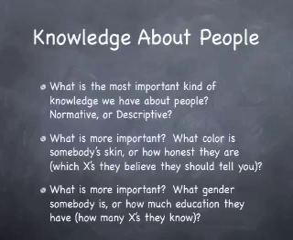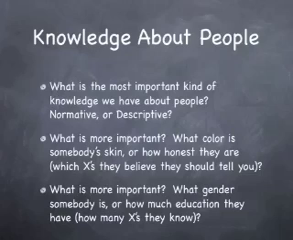Now, free will, knowledge about people. So what is the most important kind of knowledge that we have about people? Is it normative knowledge or is it descriptive knowledge? Well, let me put it to you this way. What's more important, the color of somebody's skin or how honest they are? Now, another way of phrasing how honest they are is which X's, where X is a sentence or a proposition, they believe that they should tell you. That's a propositional attitude about someone, their honesty.